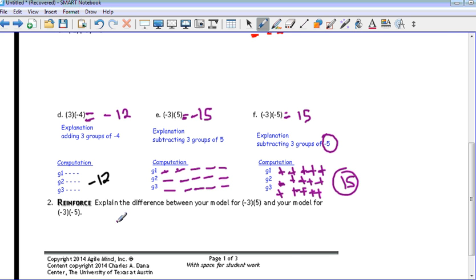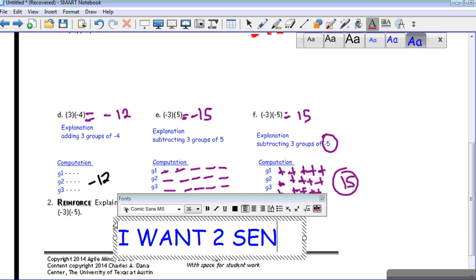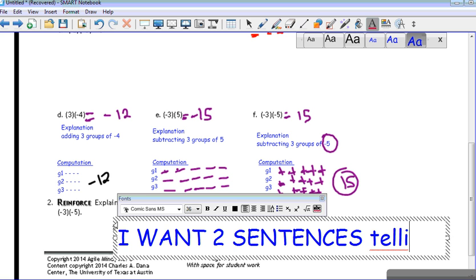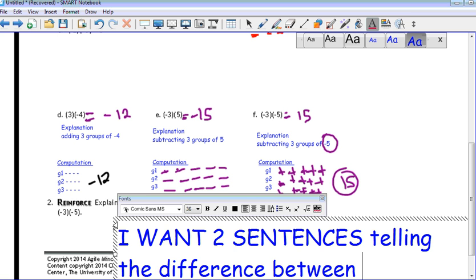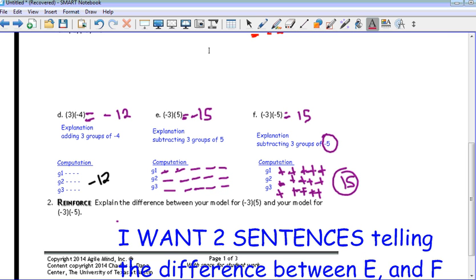Write me 2 sentences. I want 2 sentences telling me the difference between problem E and F. So for part 2, what is the difference between my pictures of problem E and F?